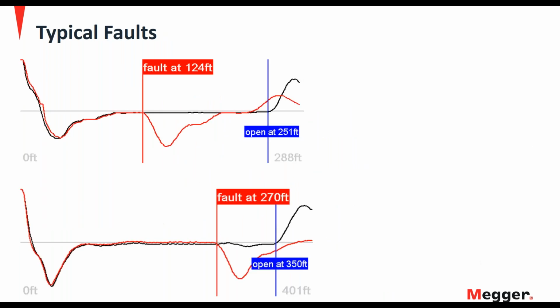So here we have two typical faults. These are typical. They're easy to verify the fault distance, but rather than just blindly accept these fault distances, in the top case, a fault at 124 feet, in the bottom picture, a fault at 270, rather than just accept this, let's verify it visually.